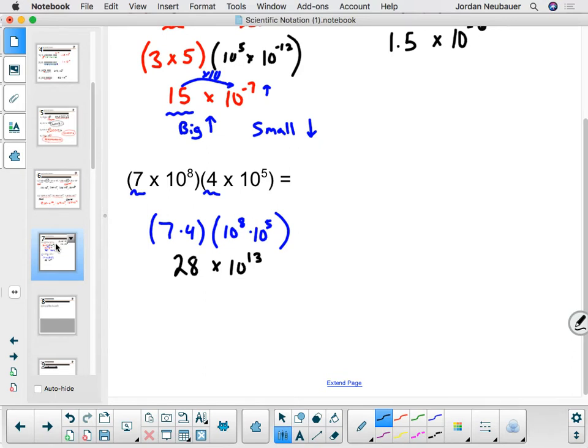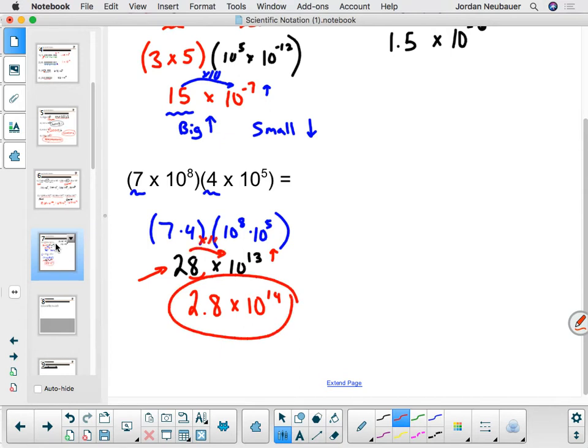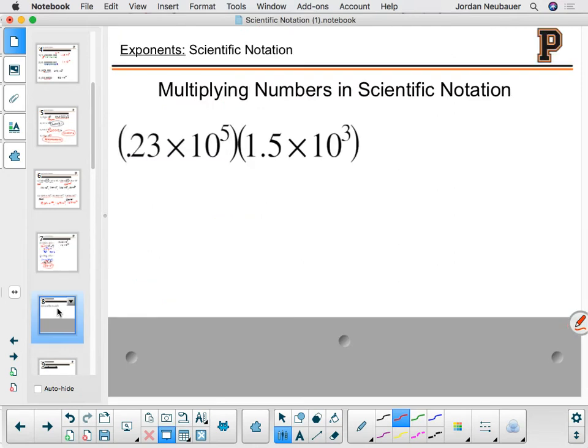Okay, again, we've got the base number being too big. 28 is far too big, so we change that to 2.8. And since we only had to move the decimal once to get to 2.8, we're going to bump the exponent up by 1. 10 to the 14th power. Okay, again, it has a factor to give. It can give a 10 away. It doesn't need to take a 10. All right, so you can perform a lot of different operations with numbers in scientific notation, just using some of the rules we've been practicing with.